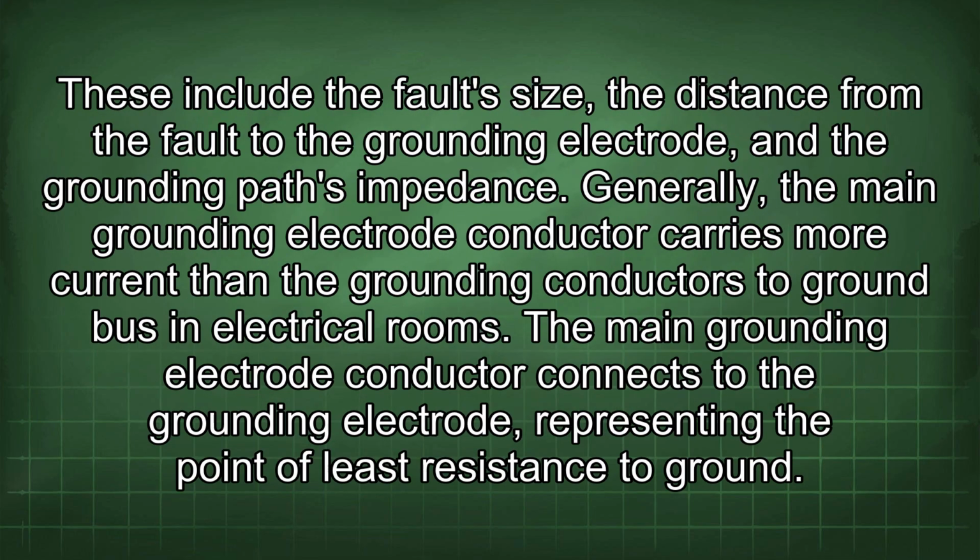These include the fault size, the distance from the fault to the grounding electrode, and the grounding path impedance. Generally, the main grounding electrode conductor carries more current than the grounding conductors to ground bus in electrical rooms. The main grounding electrode conductor connects to the grounding electrode, representing the point of least resistance to ground.